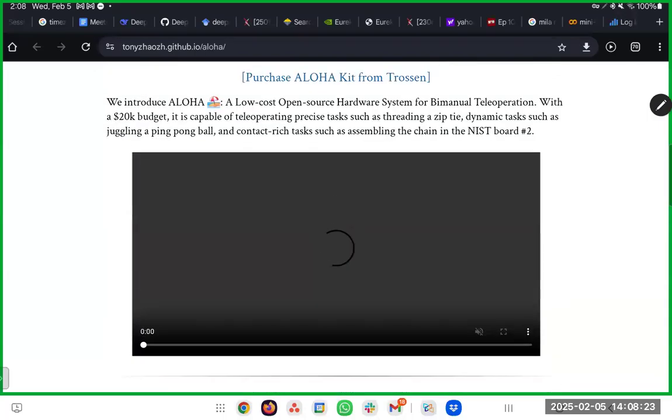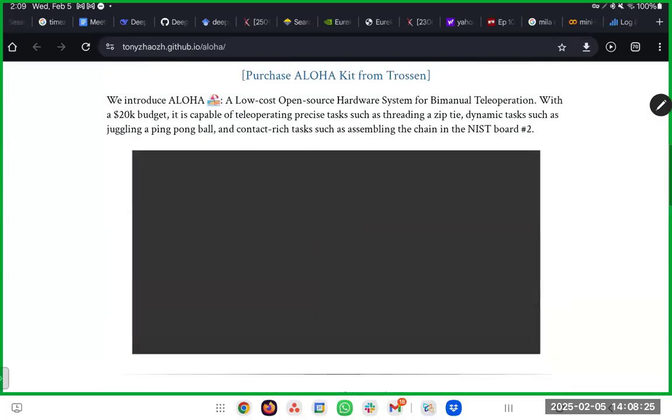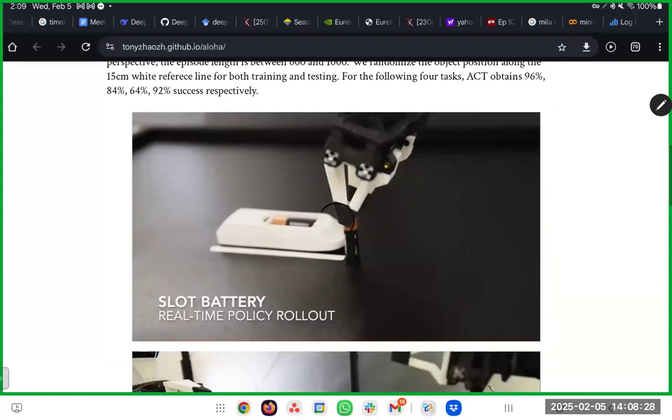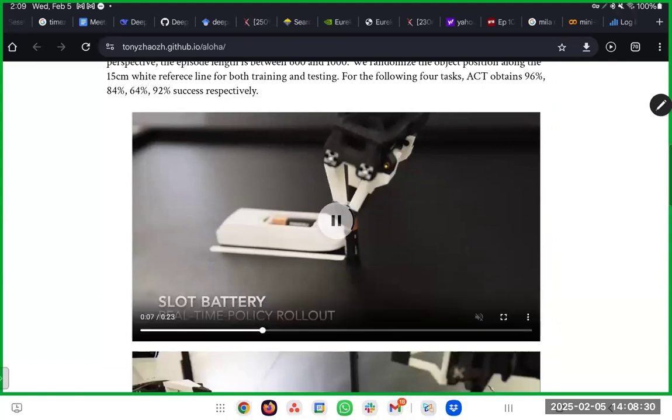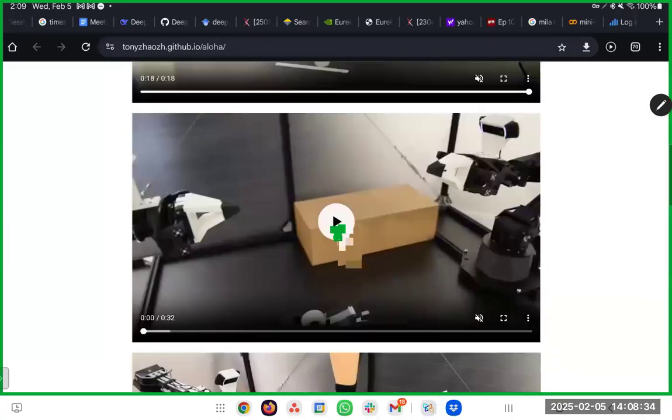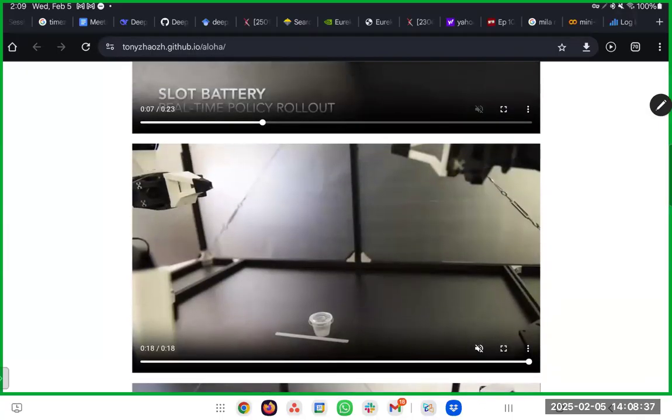Well, I'm not sure why this is so terribly slow right now. Really bad timing. All right, this one is loaded entirely.